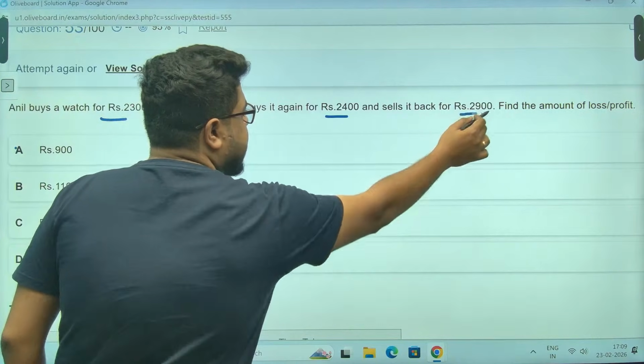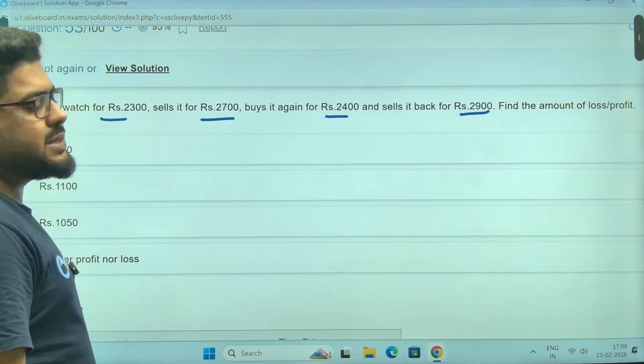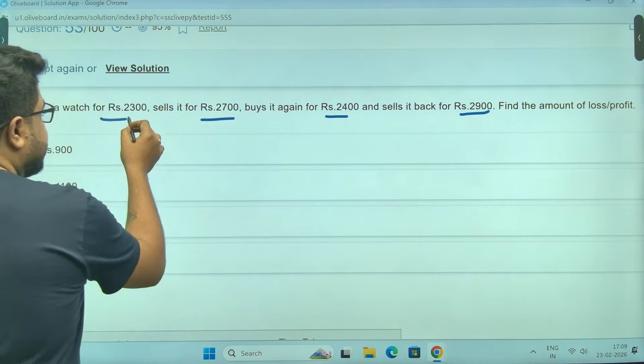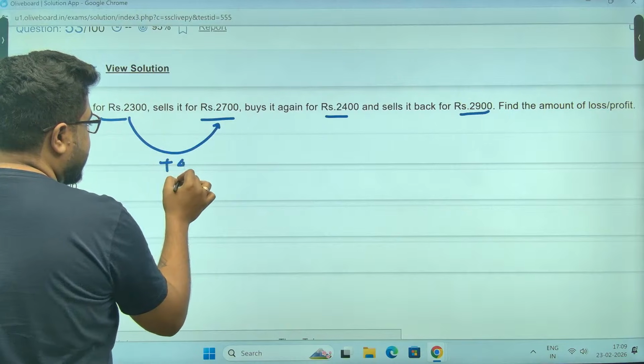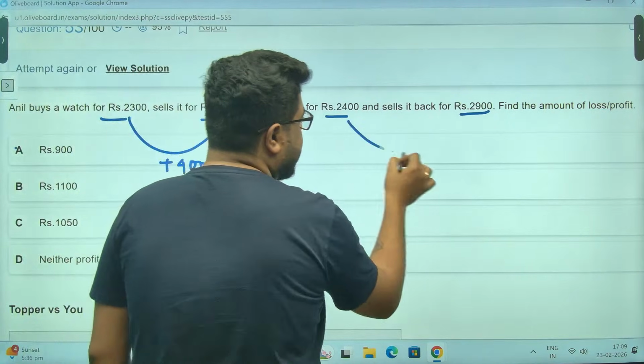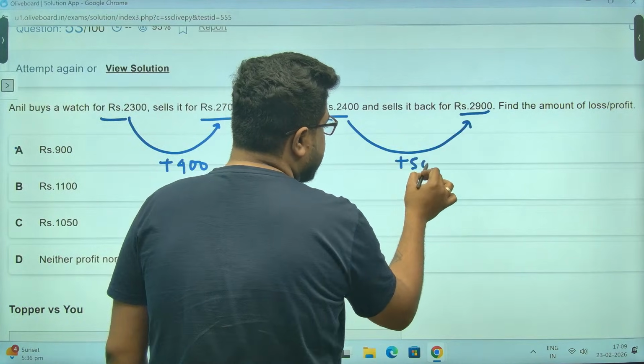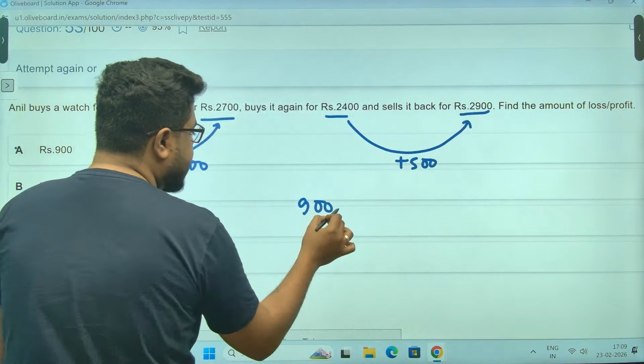This again sells. Amount of profit or loss. Sir, this is very easy. Profit here is 400. Here also profit, sir, 500. Total profit, sir, 900. That's my answer.